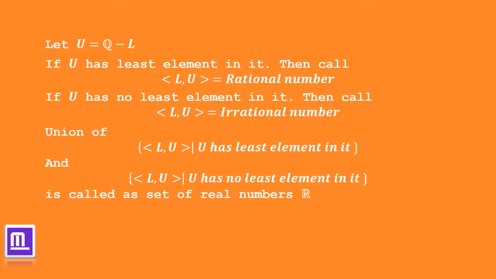Okay, now the union of the set of all these ordered pairs where U has a least element in it, and the set of all ordered pairs where U has no least element in it. That means a set of all rational numbers and a set of all irrational numbers. We are taking their union. This is a formal definition, right? So this set is called the set of real numbers, and each ordered pair is called a real number. But in the Dedekind book, he called this ordered pair a cut, and he says that the cut is the real number. That cut or the section is the real number, and thereon he explains a little bit more.